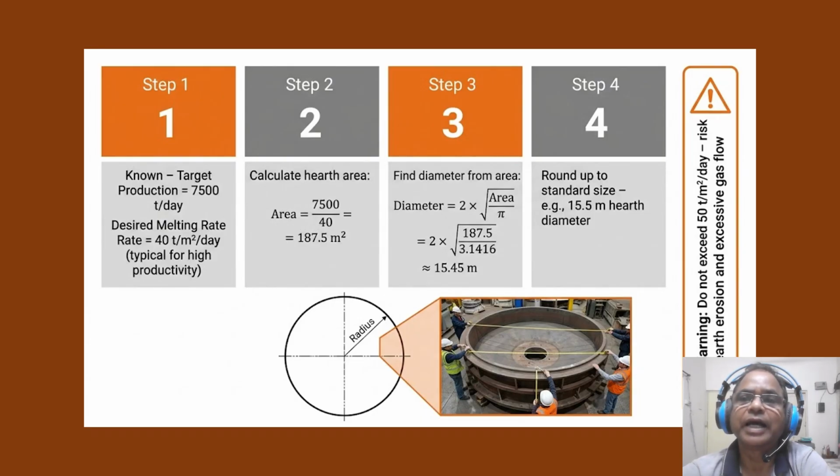Step one, as you can see, we have to define the target production. Here, it is 7,500 ton per day. Step two, choose the desired melting rate, that is 40 ton per meter square per day, typical for a high productivity furnace. Step three, calculate the hearth area. So this is what is being done, and step four is find the diameter from the area.